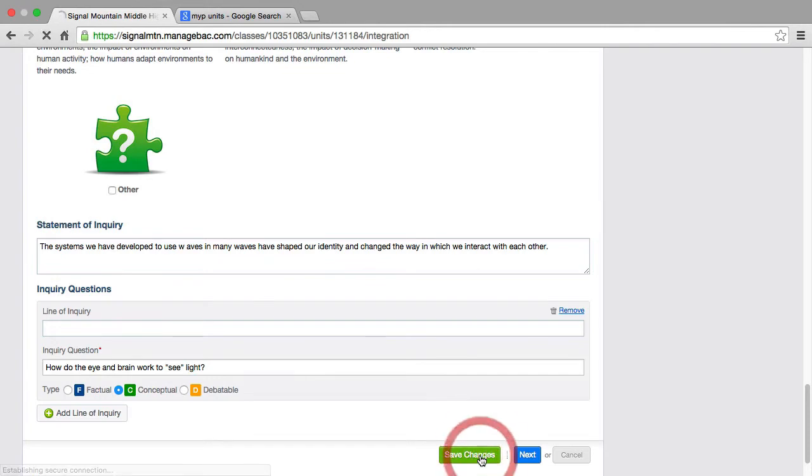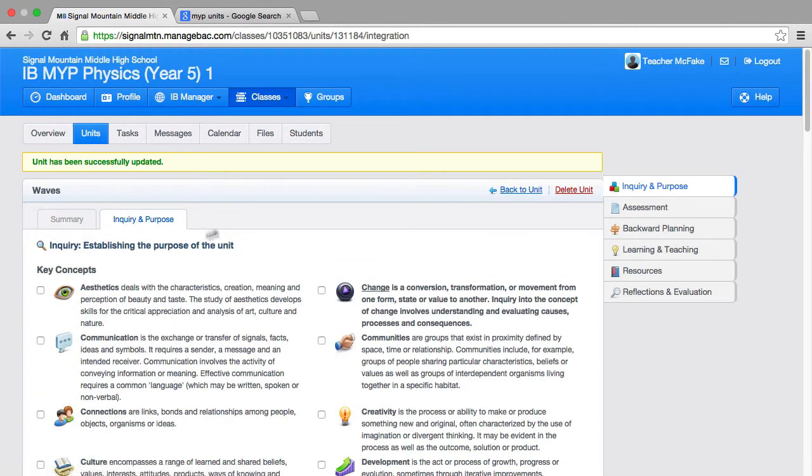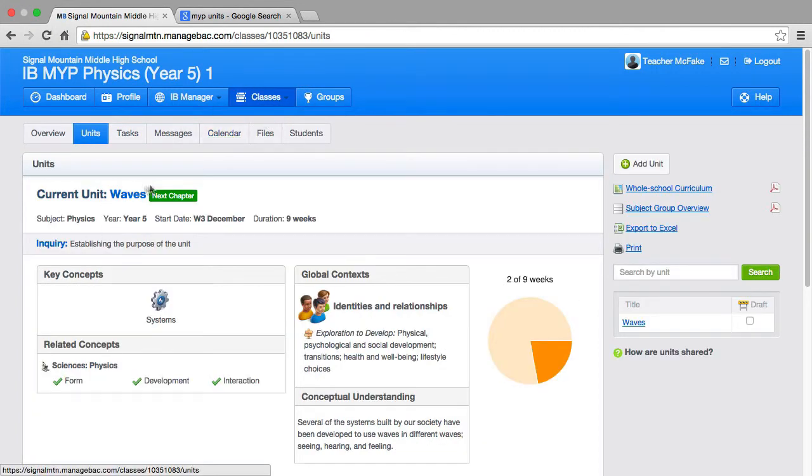Now, when I hit Save Change, I'm going to go ahead and go back and save all this information. And I want to show you and prove to you that these units are saved in both classes. So if I go to my first year class, you'll see the current unit is Waves. And if I click on the second period class, again, the unit is Waves. It didn't change. Remember, the unit is categorized by the subject, not the class.